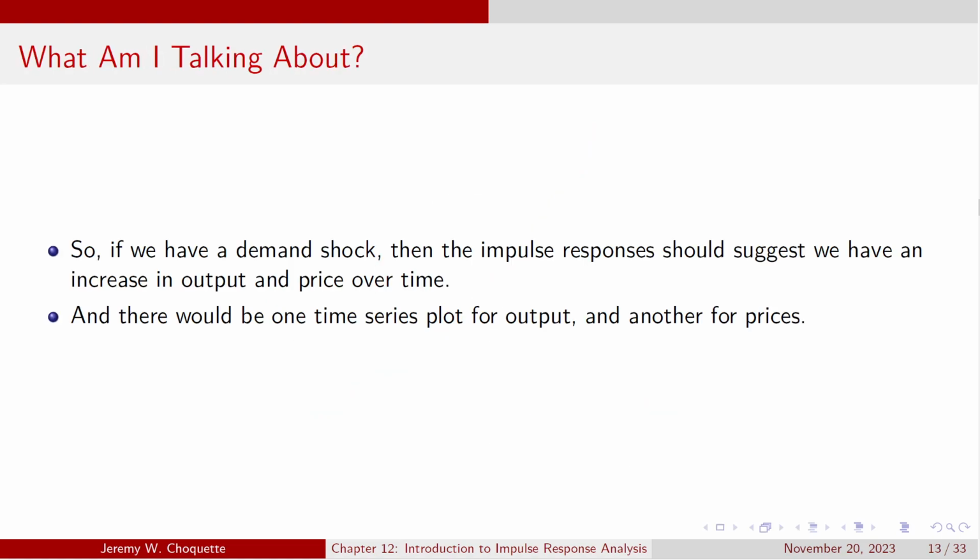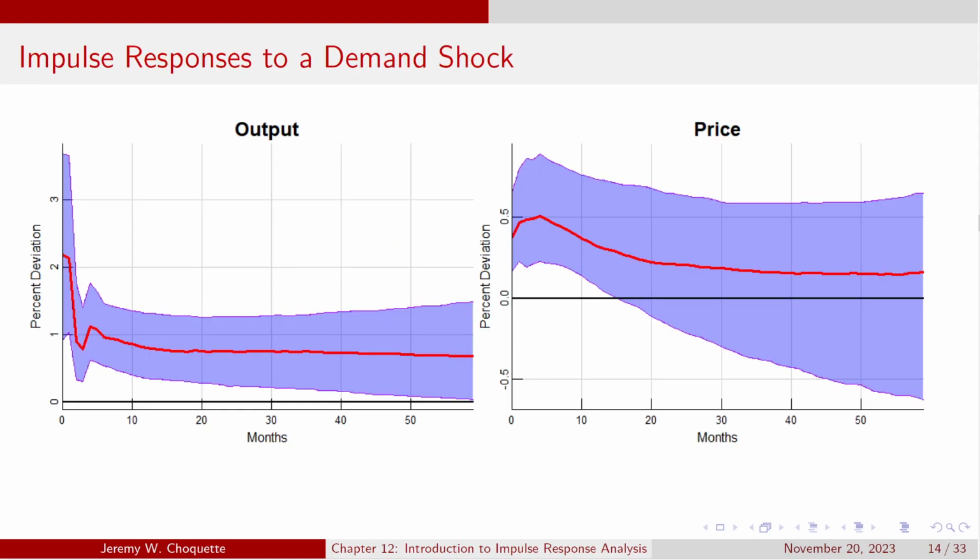So if I'm looking at impulse responses, I should see the same thing, right? They should be increasing. And there'd be a time series plot for output and then another one for prices, and I would just look to see, okay, does output increase? Do prices increase? Well, if I did that, let's see. Let's look at this. What are we looking at here?